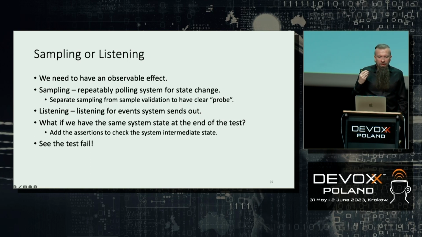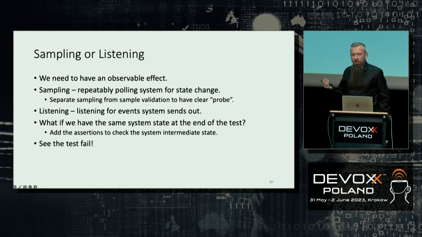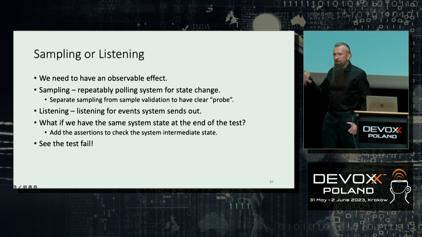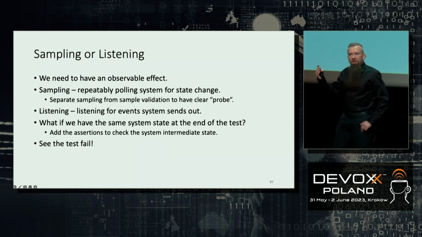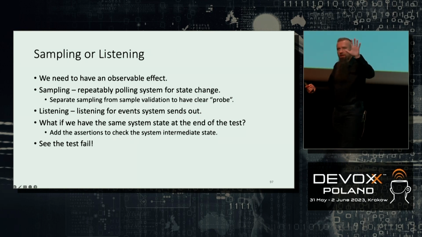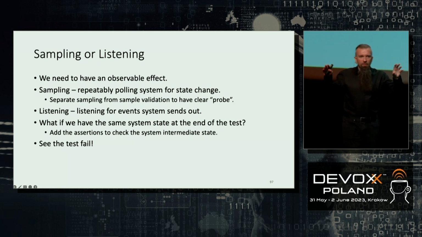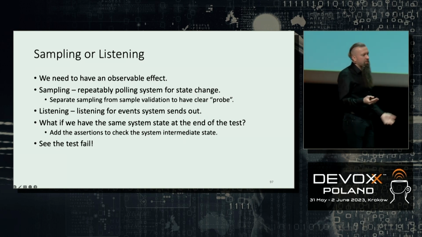And what if we have the same system state at the end of the test? Asserting the system's immediate state is against the canonical test structure, which means we have the given section, when we prepare the data for the test, the when section, when we execute the behavior of our system under test, and the then section, when we are asserting the business behavior.